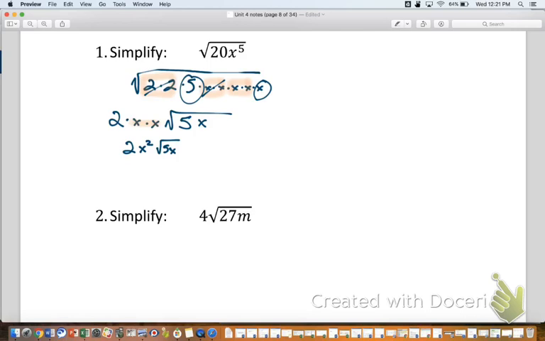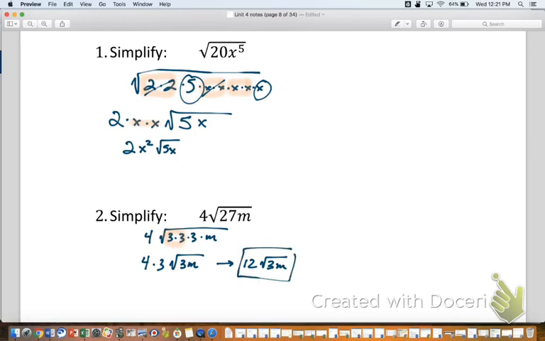Prime factors are just 3 3s, right? So this would be 4 times the square root of 3 times 3 times 3 times m. And again, because it's a square root, we're looking for pairs. And hopefully you saw that there was a pair of 3s. So the two 3s come out as just a single 3. So it would be 4, which was there to begin with, times that single 3 that came out, times the square root of 3m, maybe a final answer of 12 times the square root of 3m.